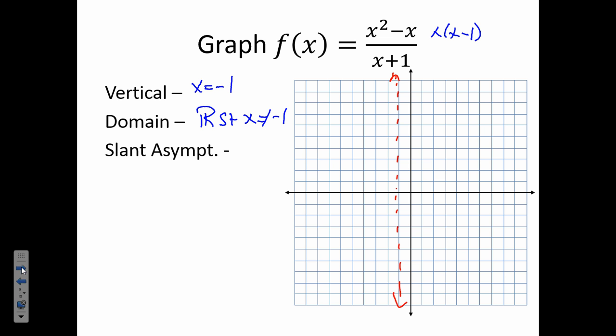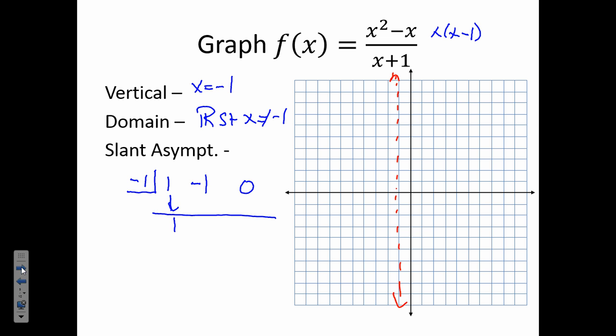This one we can use synthetic division, can't we? We have an x squared, we have a negative x, and we have no constant. We have to hold its place. We're dividing by negative 1. Show the whole work this time.